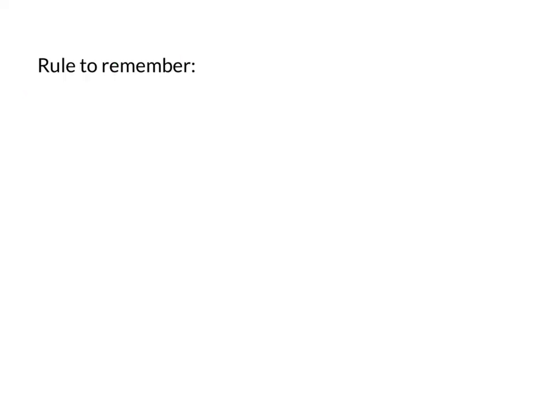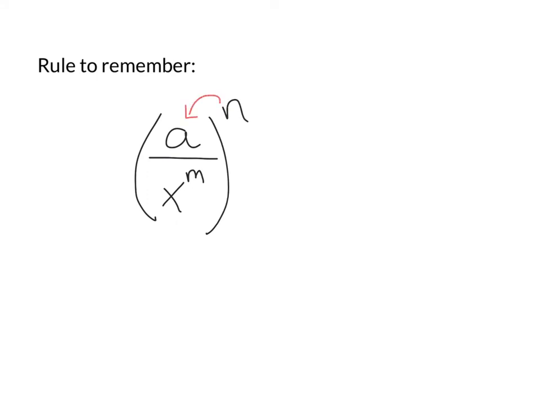So the rule to remember here is, let's say I have a over x to the power of m, so there's my quotient, raising it to a power n, I have to distribute, or just kind of filter through, sprinkle in to everything inside parentheses. So this becomes a to the power of n over, and then this is kind of just like that power to a power, so x to the m times n.